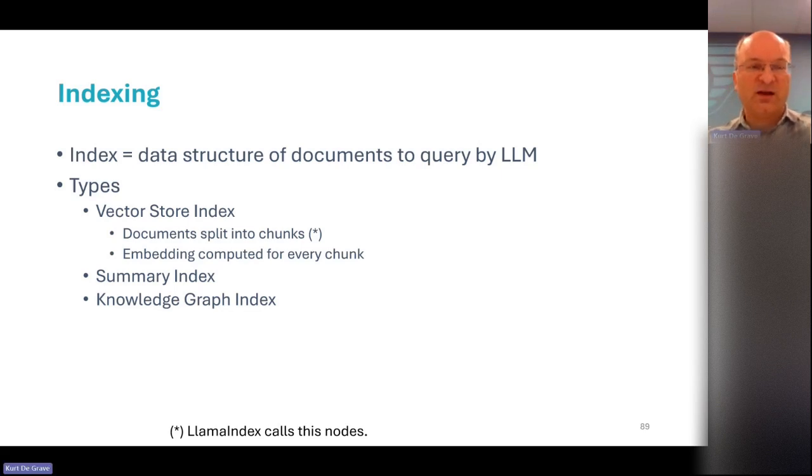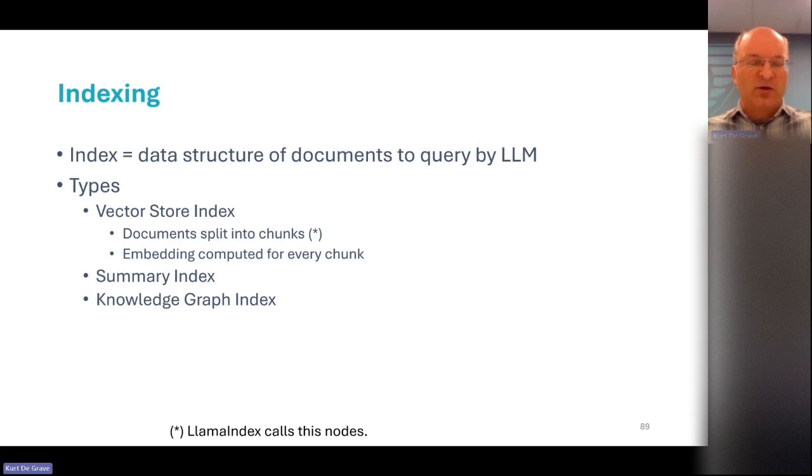And then you need an index. So a data structure that contains the documents you want to query, or that can possibly be used by your query. And the standard way to do that is a vector database, that is, typically the document is split into chunks, and each chunk is treated separately. And you compute an embedding for each chunk. In Llama Index, by the way, chunks are called nodes for some reason.